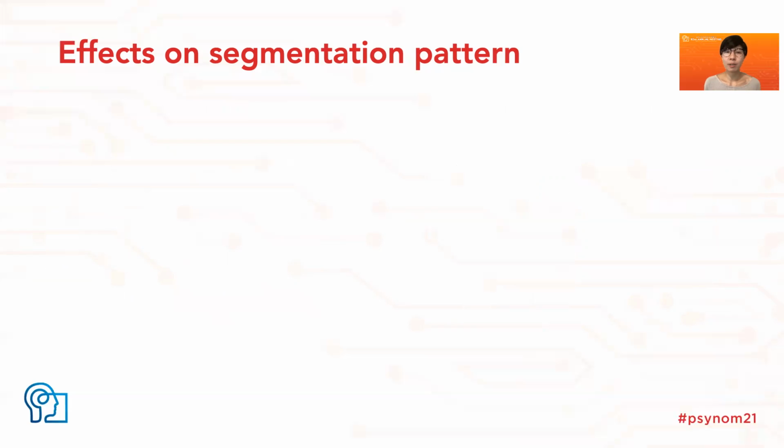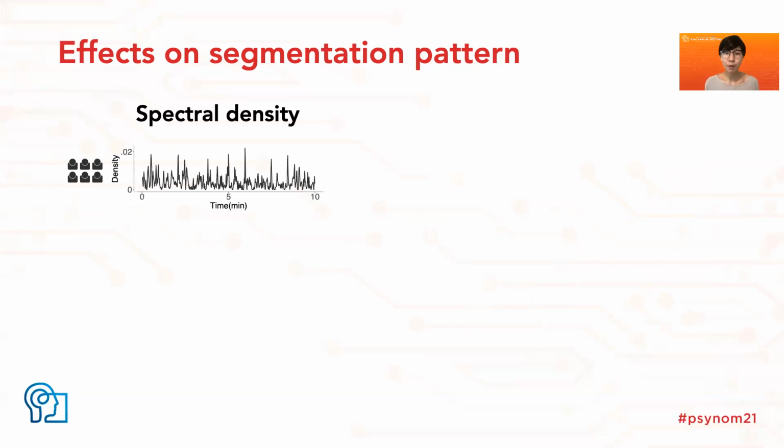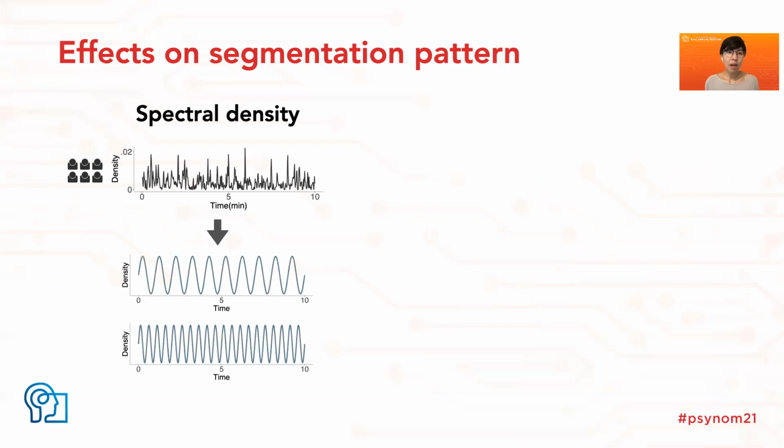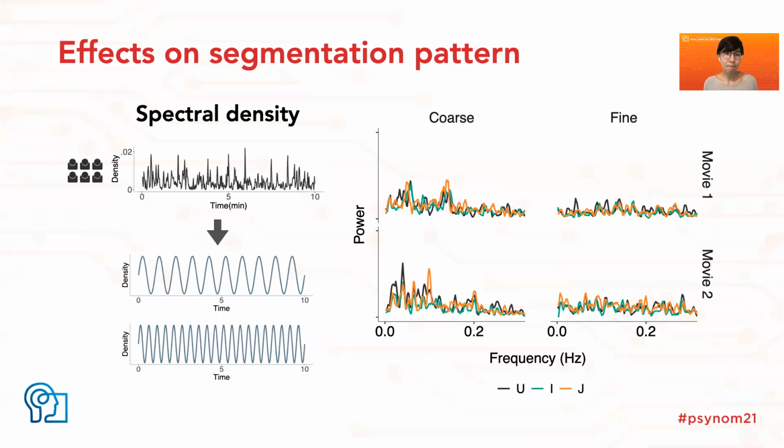Another way to look at segmentation pattern across time is by performing a spectral density analysis on the group segmentation data. So here, group segmentation performance is characterized as button press density estimates across time, and we can then extract different frequency components from the group density. And here we see that the components of group segmentation pattern over time are highly overlapping across the three conditions, again suggesting that movie disruptions have minimal impact on overall segmentation pattern.